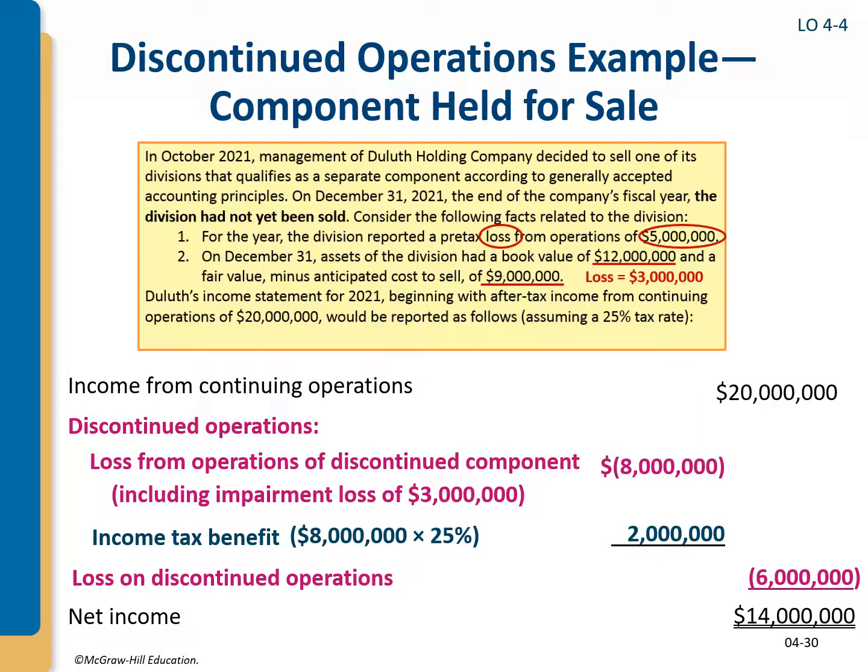So our actual loss on discontinued operations is $6 million. Look at that net income, $14 million. If these two things were commingled together, it would look like the company's only making $14 million in the future. No, they got rid of a $6 million dog, that part of their company that's been bringing them down. They're looking at $20 million in the future.